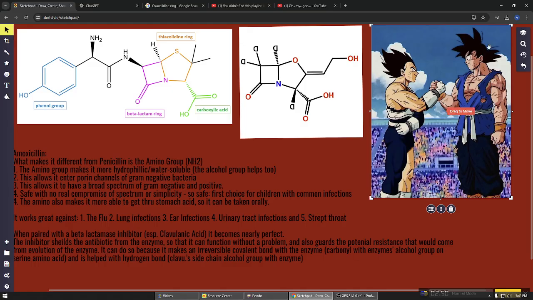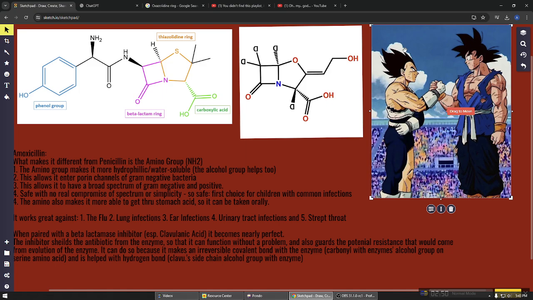So if Goku's trying to handle his thing, right? If you're watching anime, he's trying to handle his thing. Someone has to cover his back because he can't do two things at once. So with the beta-lactamase inhibitor, especially the clavulanic acid, this is going to be like the number one tested concept in clinic.